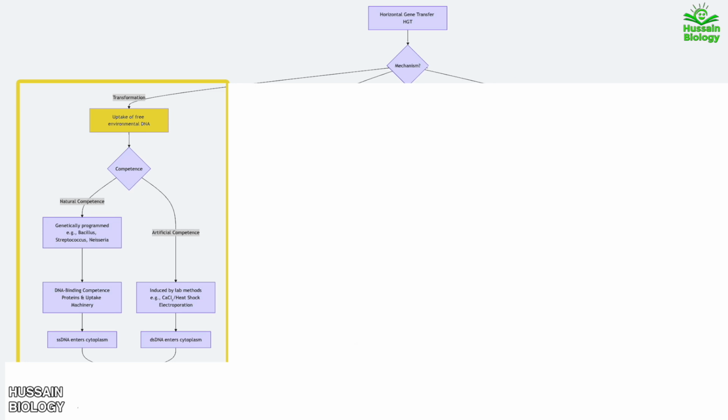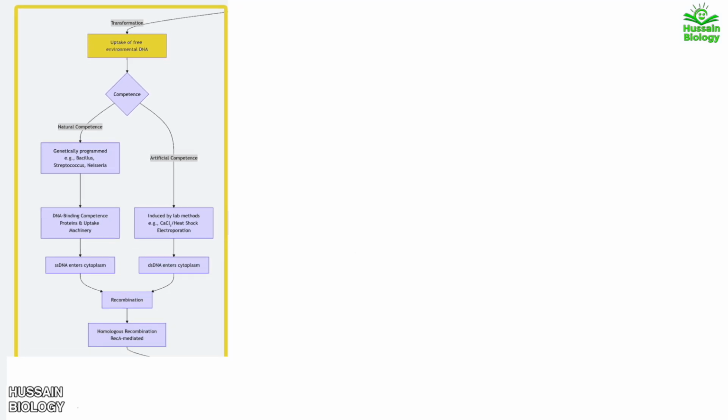Once the DNA fragment is inside, it doesn't just float around. It has to integrate into the bacterial chromosome. This happens by homologous recombination, usually mediated by proteins like RecA. And when this recombination is successful, the bacterium becomes a stable recombinant, carrying and expressing the new genetic material.